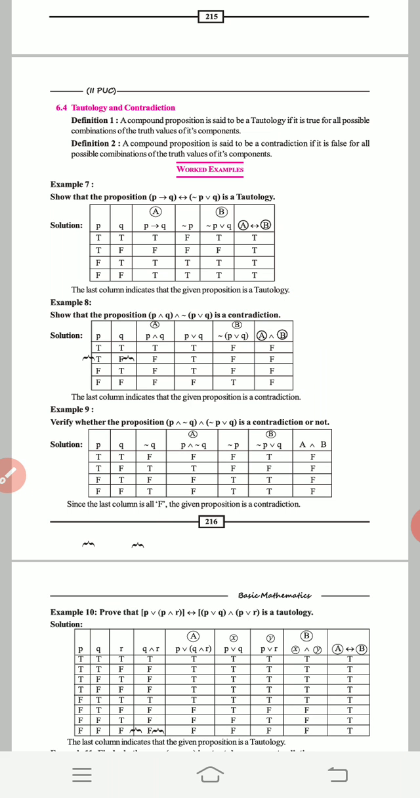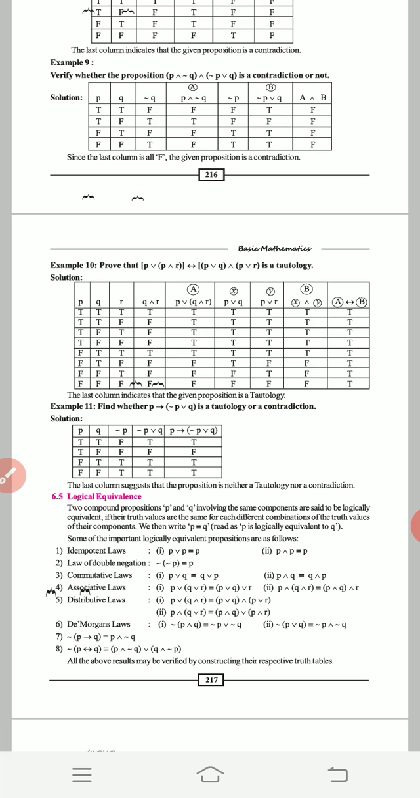Okay, next, consider Example 10. Prove that P and R double implies P or Q and P or R is a tautology.